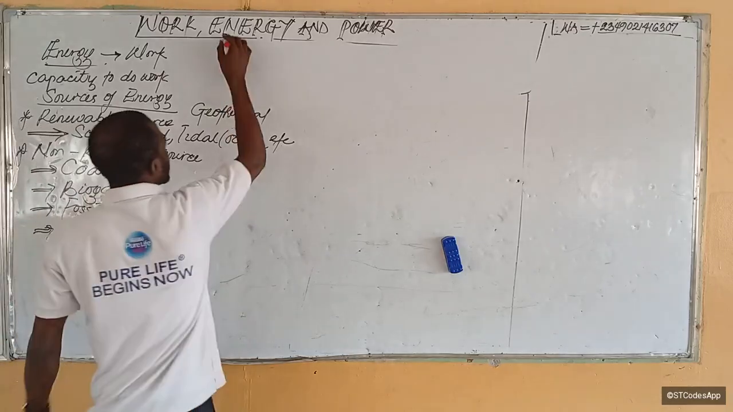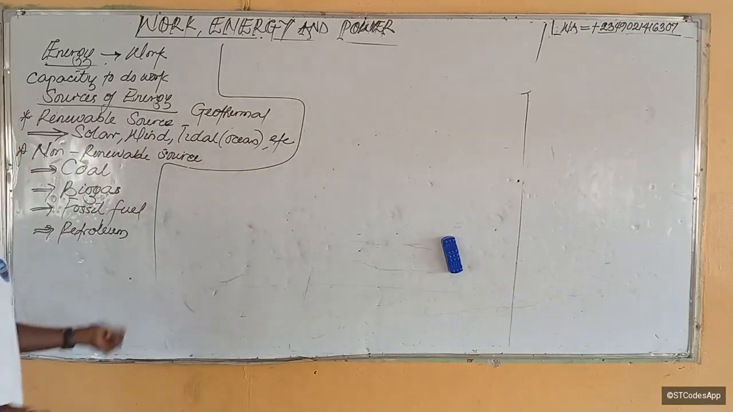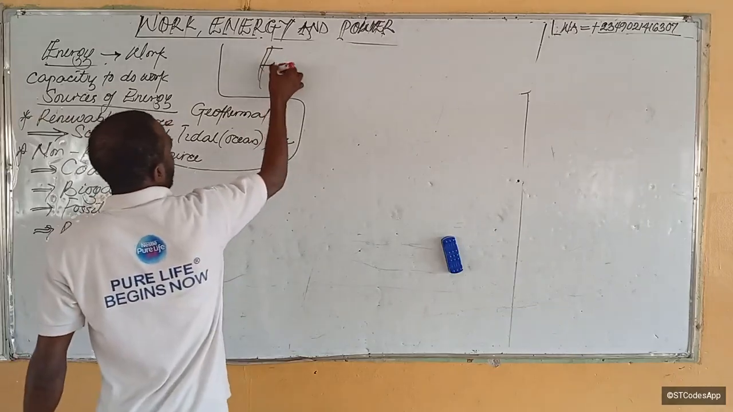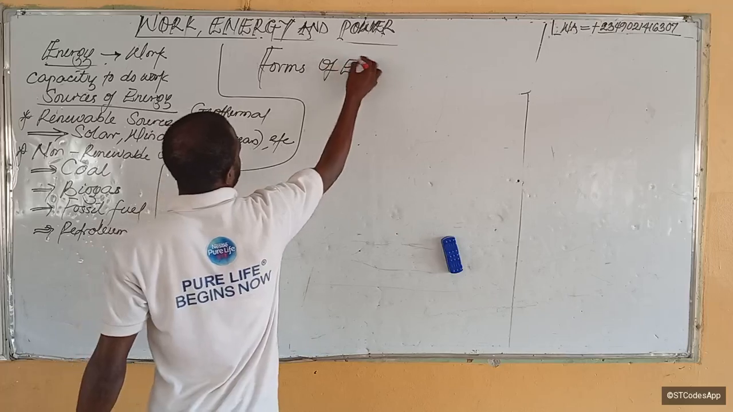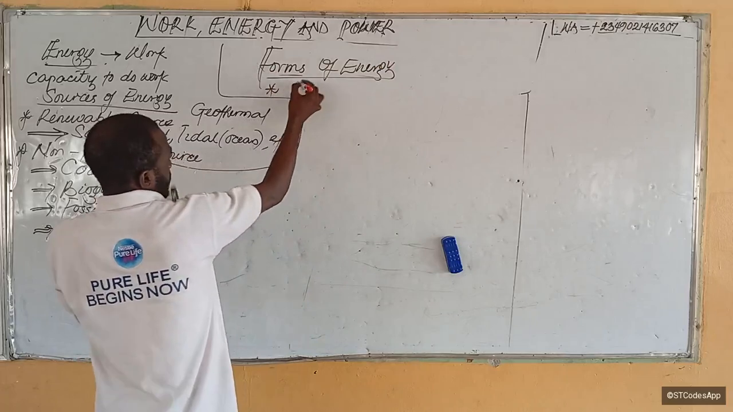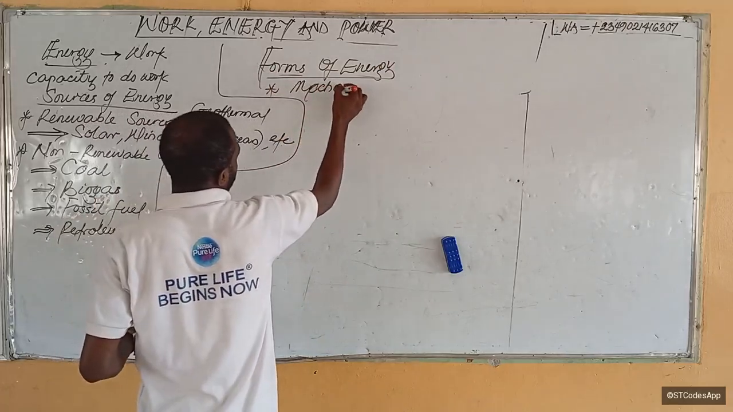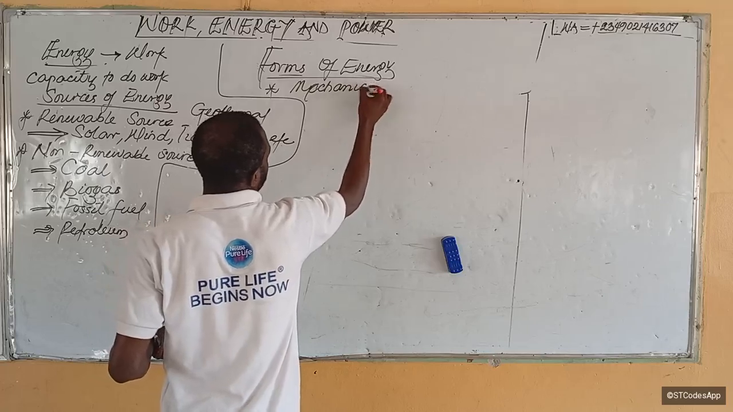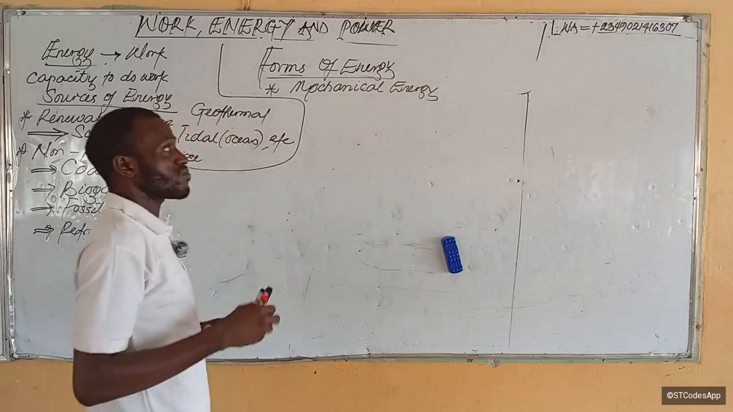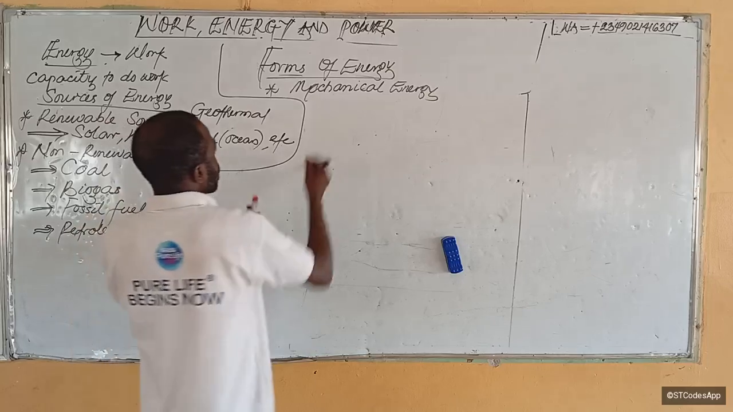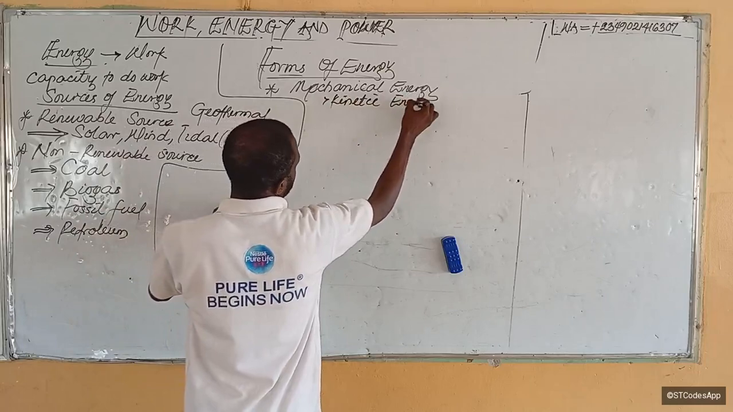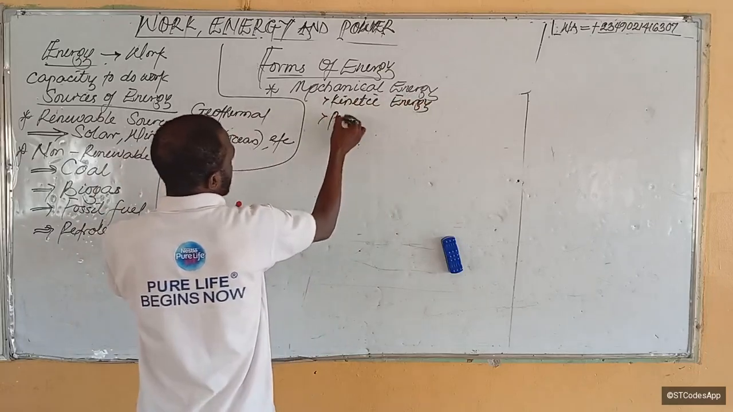Now let's deal with the forms of energy. Before we do calculation, I would just like us to cover these things. What are the forms of energy? I would like to talk about this one in specificity later, which is mechanical energy. Now, mechanical energy is divided into two. That's the one we'll focus on. And the two are kinetic energy and potential energy.